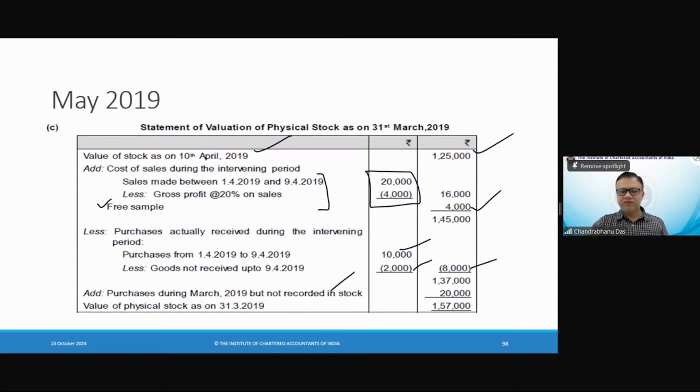So this is where we have to be cautious while doing it. Then add purchases which are not recorded in the stock. It should have been recorded during March 2019. So this type of purchase, 20,000, is added. So you get the value of physical stock. What you are doing is you are adding COGS types, you are deducting the purchase types. Then you are adding the purchases which are not recorded in stock. So you are getting the standard figures.